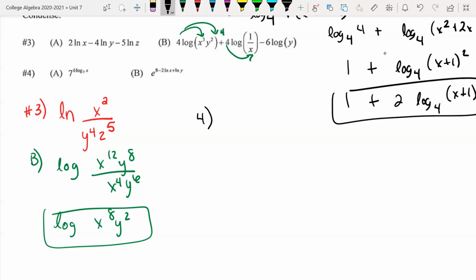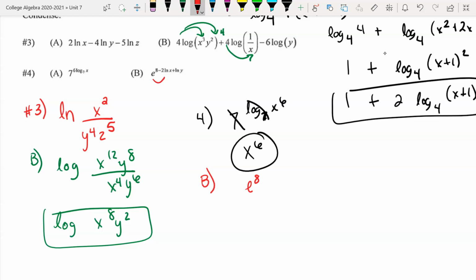Number 4 right here, if I have 7 to the log base 7 of x to the 6th, we're going to rewrite it. 7 and log base 7 are inverse operations, so they cancel, so your answer is just x to the 6th. And then the b on number 4, I would have e to the 8th, natural log and common base e, they cancel, their inverse operations, so e to the 8th, it's a minus x squared, so that's going to go on the bottom, and a plus y, so that's going to go on the top. And you're going to see those problems as well on the Hawks.